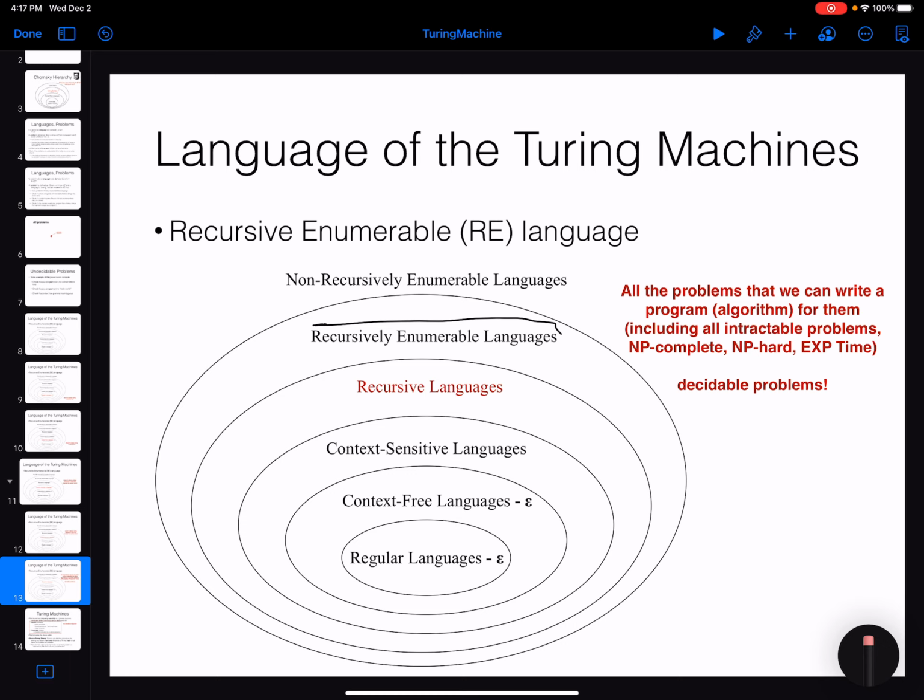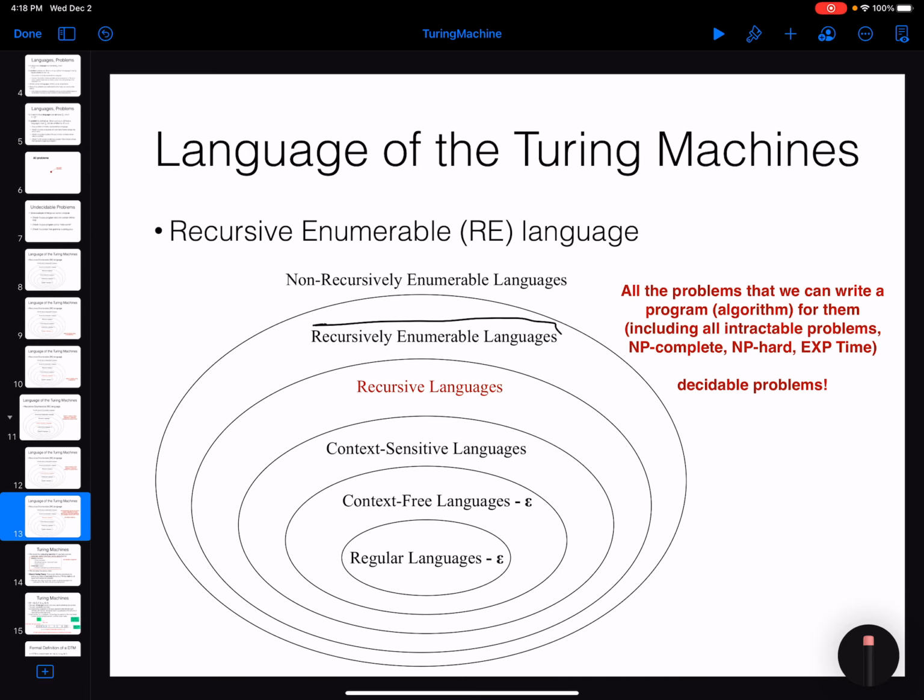So those recursively enumerable languages are going to be undecidable. And interestingly, there is another set of languages which are non-recursively enumerable. So basically, we cannot create a Turing machine at all for them. Not only can we not write a program for them, we cannot create a Turing machine for them either.